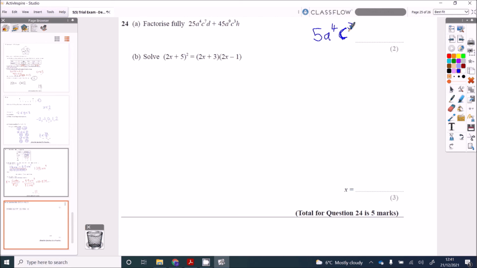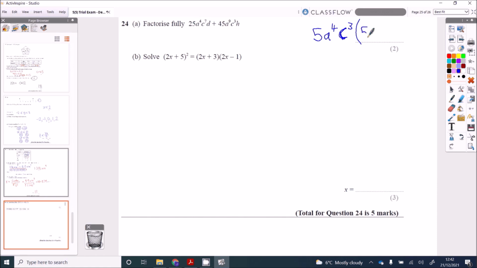A c cubed. We can't take out any d's or h's because they're not common to both terms. So that's what we can take outside the bracket. Open up the bracket. And then just think of the claw. 5a to the 4 c cubed times what would give you 25a to the 4 c to the 7 d? Well, how do we get 25 when we've got a 5?